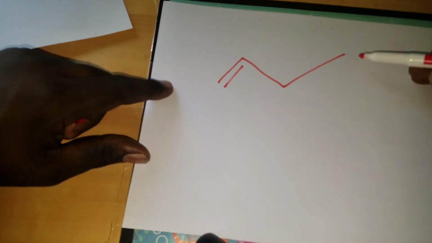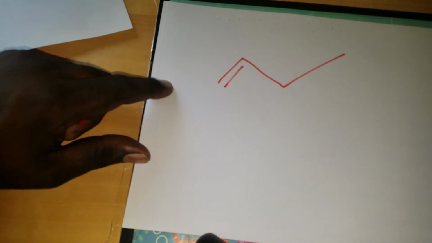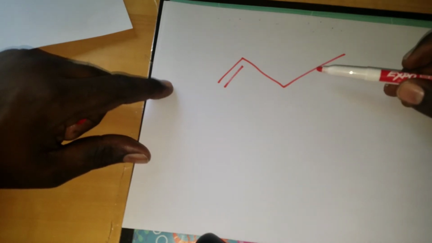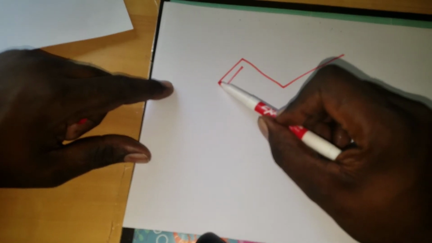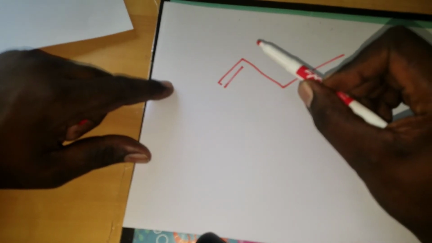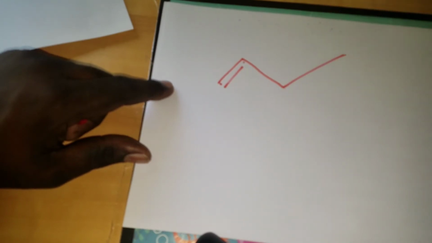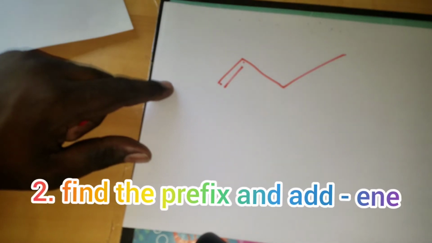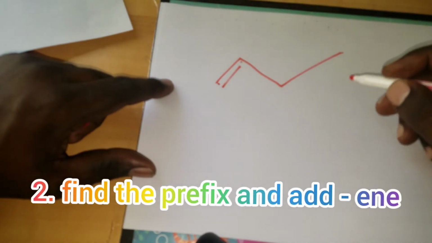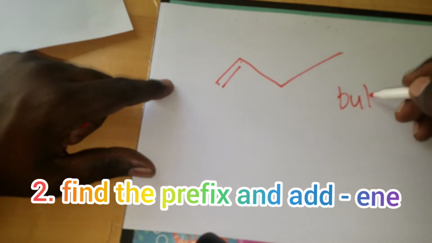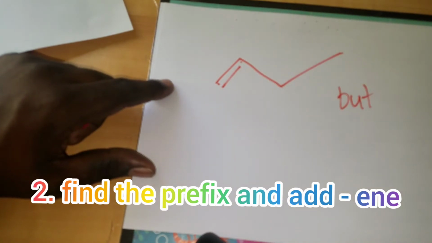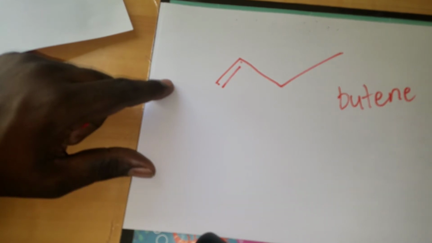So here you have an alkene. We want to give it a name. Now, the first thing is this. We need to count the number of carbons in the longest carbon chain. So that's carbon number 1, carbon number 2, carbon number 3, carbon number 4. Then we need to find the prefix of 4. The prefix of 4, as you very well know, is but. And then, remember I said the suffix is always going to be "ene", so it's butene. So that's the first step.